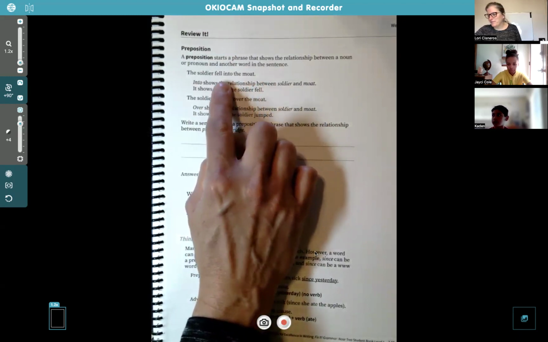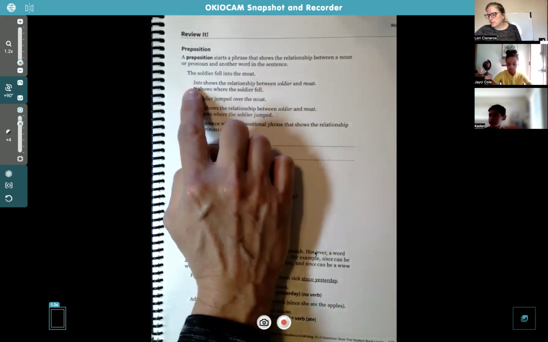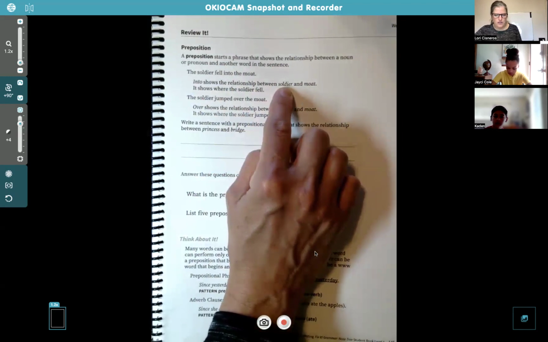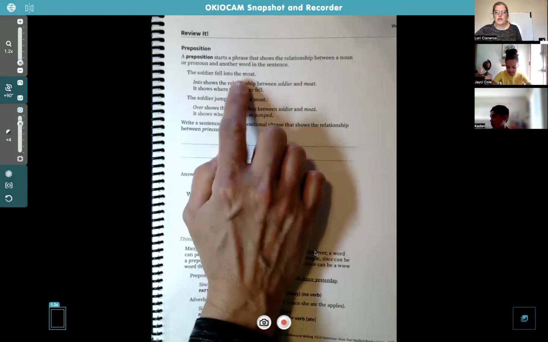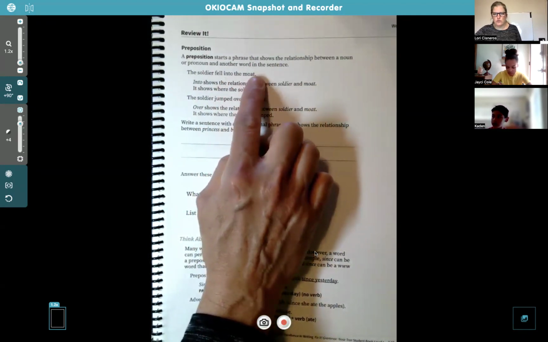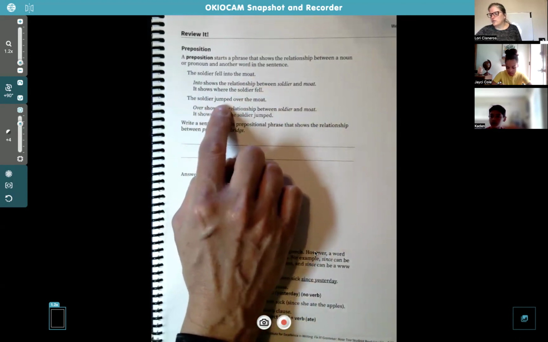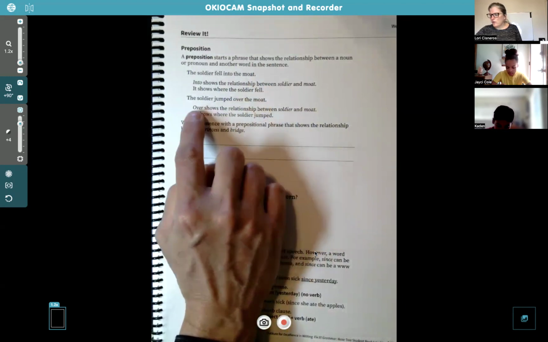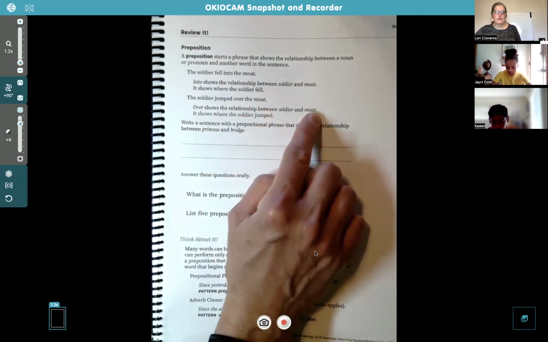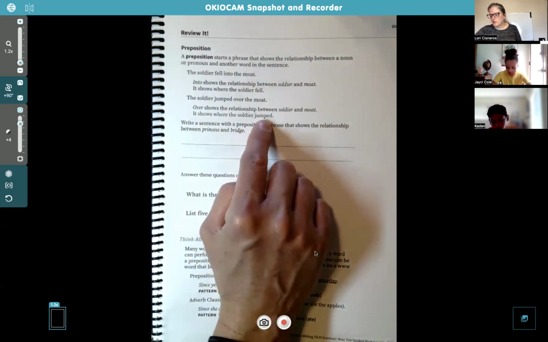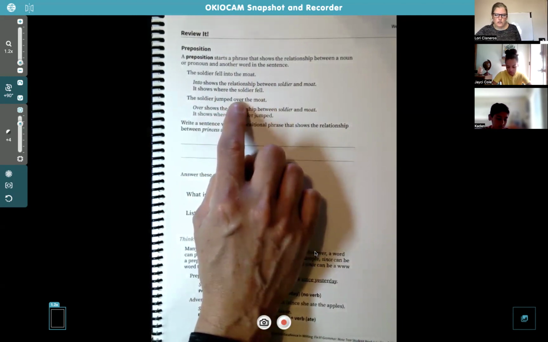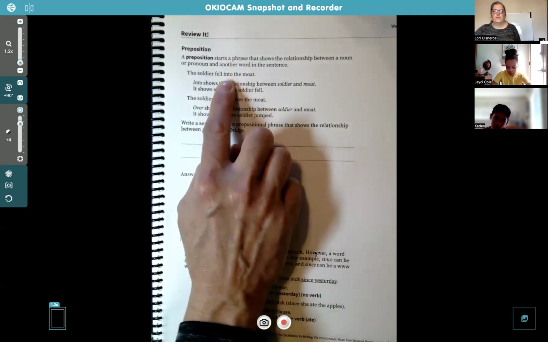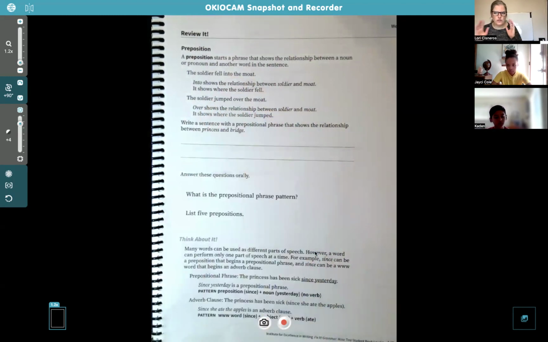So, anyway, into the moat. So, into shows the relationship between the soldier and the moat. It shows where the soldier fell. So, that is the prepositional phrase in that sentence: into the moat. And then here's another example. The soldier jumped over the moat. So over shows the relationship between the soldier and the moat, and it shows where the soldier jumped. So over the moat is the prepositional phrase. That first word over is a preposition, and same up here, that word into is a preposition. So that's always a signal that that's the beginning of the prepositional phrase.